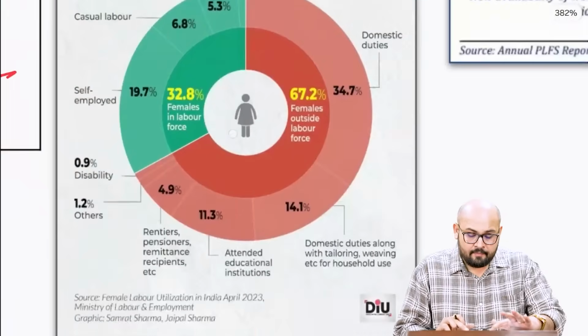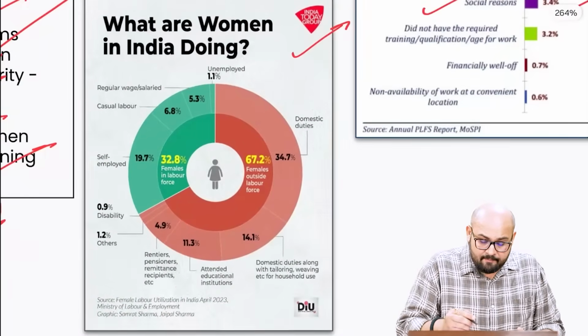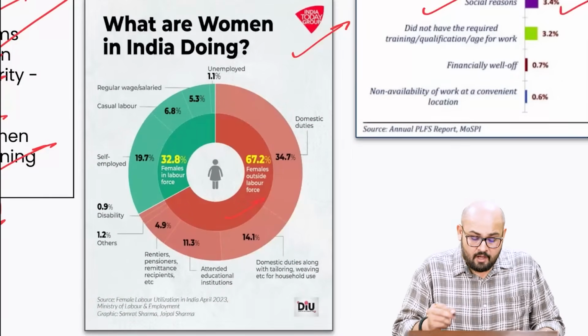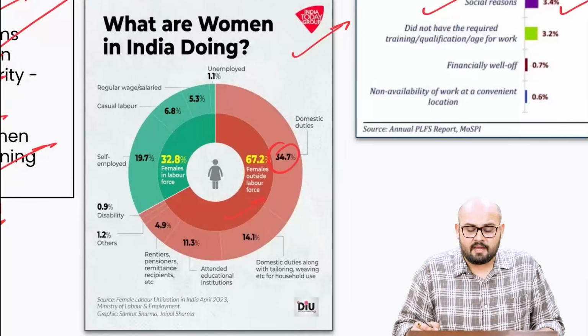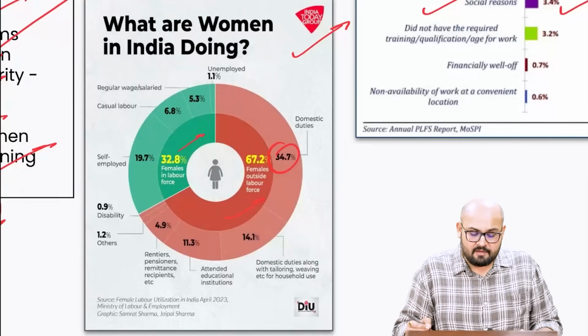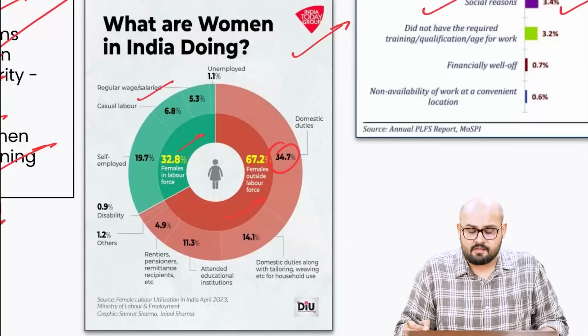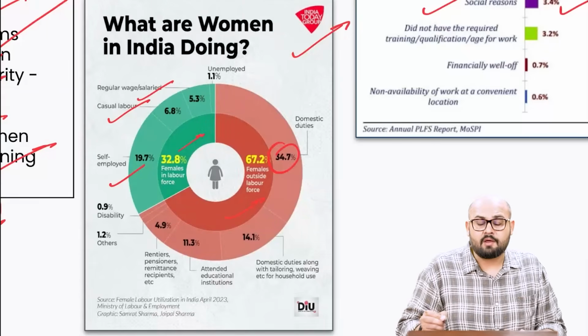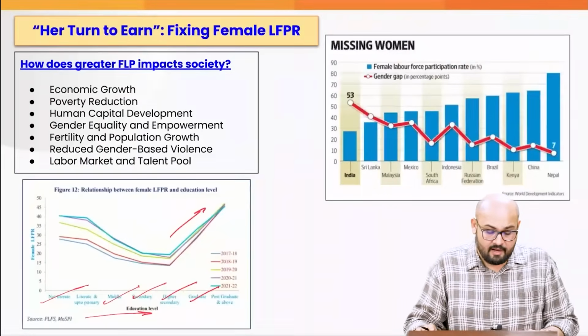Also look at this. We have this particular infographic provided by the India Today group. It says that 67.2% of the females are outside the labor force because of domestic duties, right? And we have 32.8% female labor force, which includes, for example, regular wage, salaried, casual labor, self-employed. So again, you can have a glance at this particular infographic.